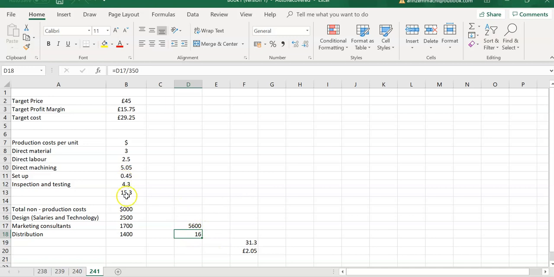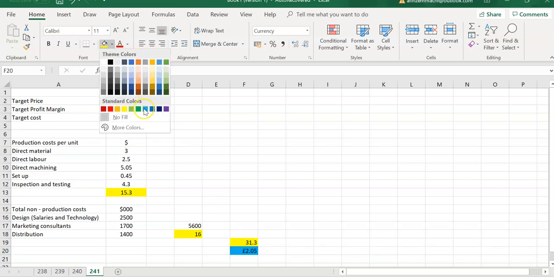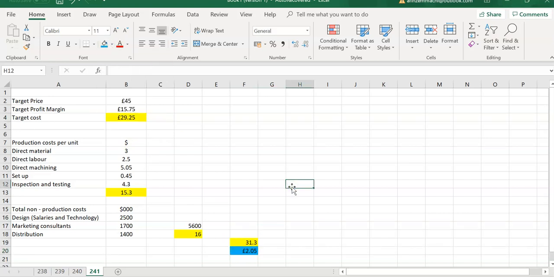So add those two together, and this becomes your full cost, which is £31.30. And the target is £29.25. So there is a gap. You need to bring this down from here to here, and that's the gap. The gap is £2.05. So that's just the starting point. And then let's go to the questions.